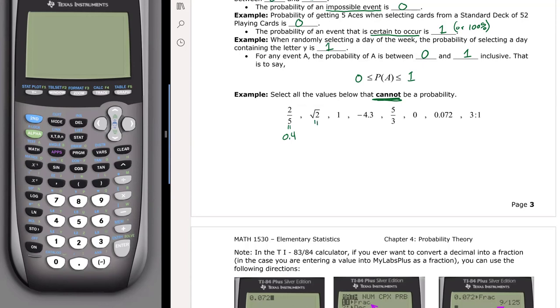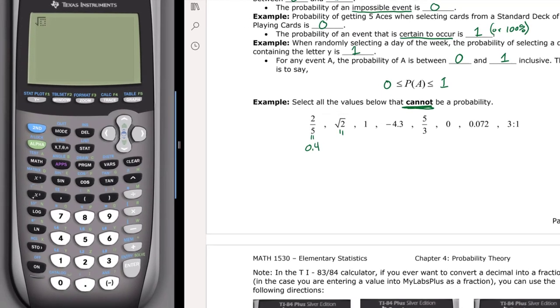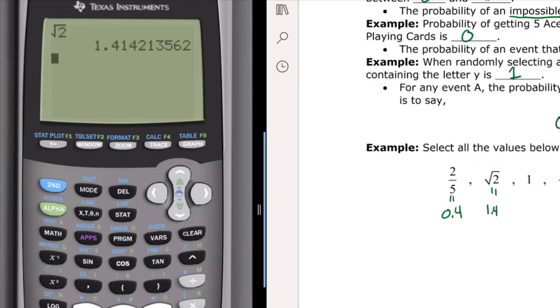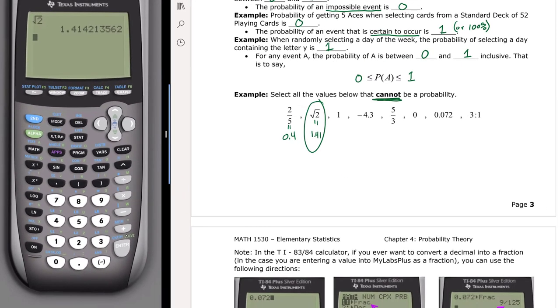Square root of 2, you can actually do that on your calculator if you want to use your calculator to figure out what that is. The square root button is above x squared. It's the blue square root button above x squared, and you just put the 2 underneath, and it gives you 1.41 roughly if you do decimal places. Well, that definitely cannot be a probability because that is over 1. So it has a value over 1. It can't be a probability. Now, 1, the value 1 is okay because it's a certain event. It's definitely going to happen.